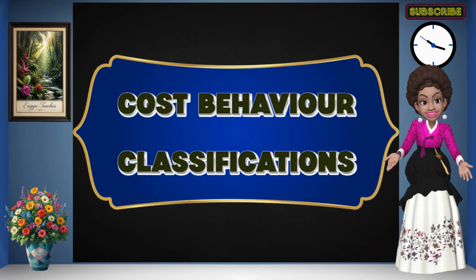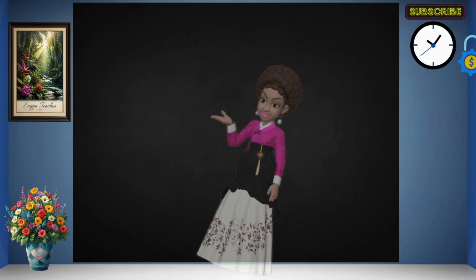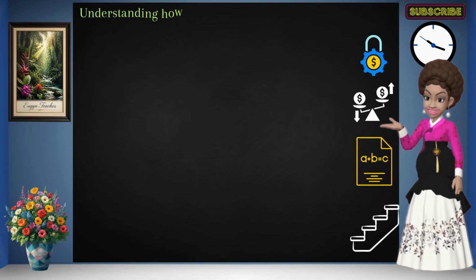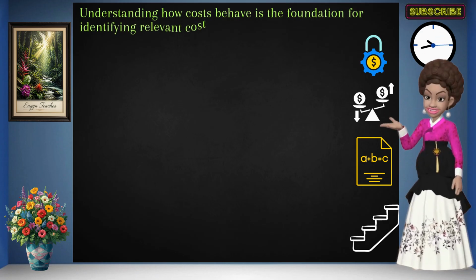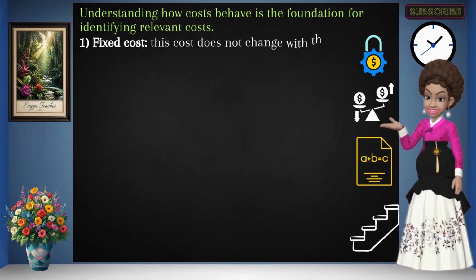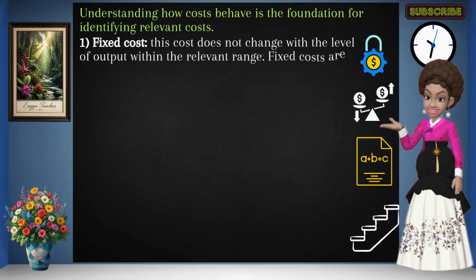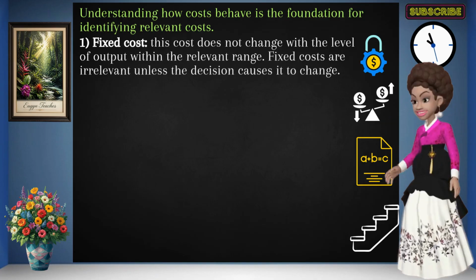Cost behavior classifications. Understanding how costs behave is the foundation for identifying relevant costs. 1. Fixed cost. This cost does not change with the level of output within the relevant range. Fixed costs are irrelevant unless the decision causes it to change.